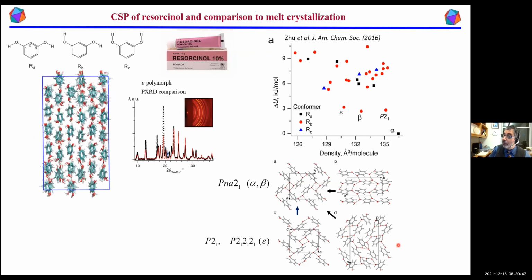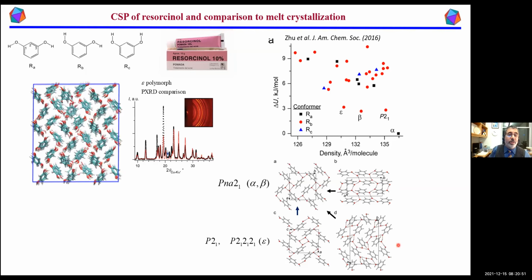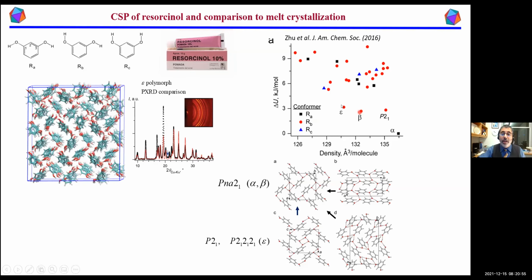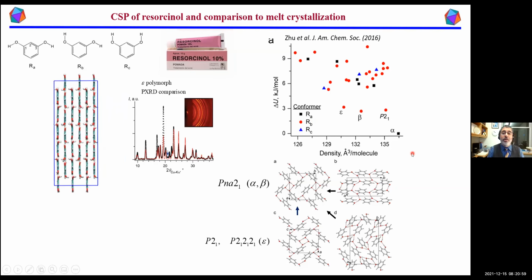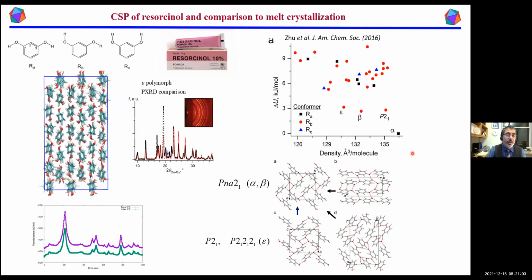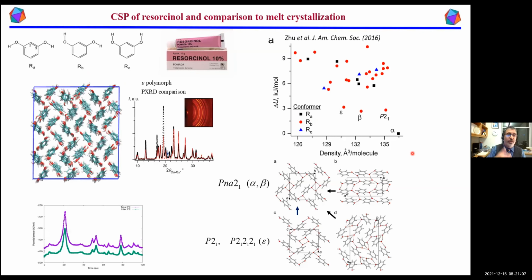This is actually the first time someone's been able to generate this particular polymorphic transformation. And we can get this by starting either from the beta or the epsilon or this P21 polymorph, and it will always go to the alpha one. And there is a large barrier to doing that along this particular trajectory that we have.